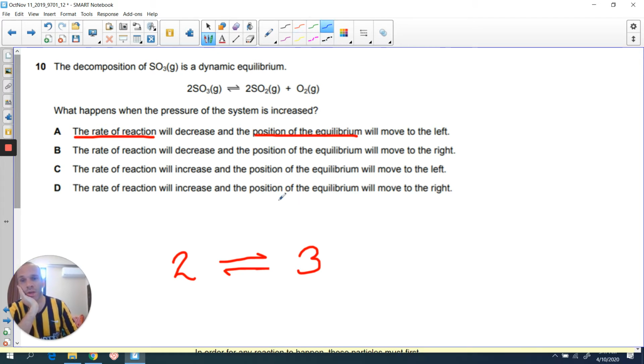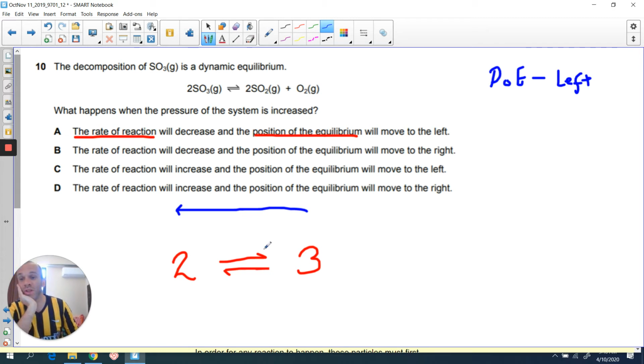So if we increase the pressure, the position of the equilibrium is going to shift to the left-hand side, because this is the side with the fewer number of moles. So in terms of position of equilibrium, POE, let's say, that's going to go to the left. That's sure. So now let's look at the effect on the reaction rate.